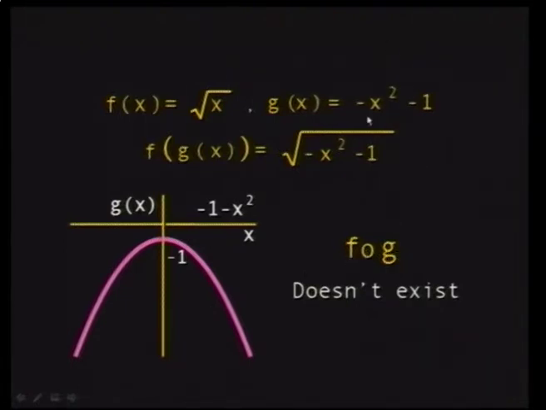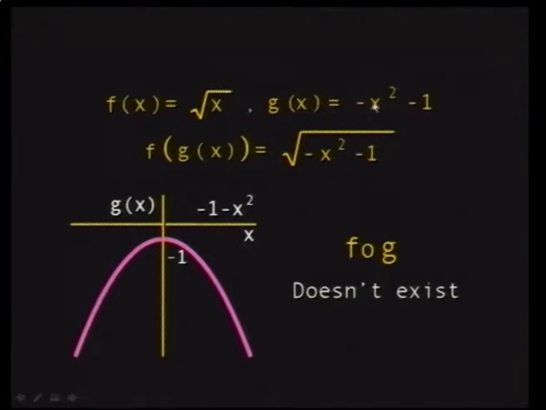Now here g of x is equal to minus x squared minus 1. If you want to draw the graph of it, you will find that its range lies from minus infinity till minus 1. This is a parabola open from below, and then you subtract 1 to get this graph here, which has a range from minus infinity to minus 1. Now this is a negative value. Can you extract a root of a negative value? You just can't.